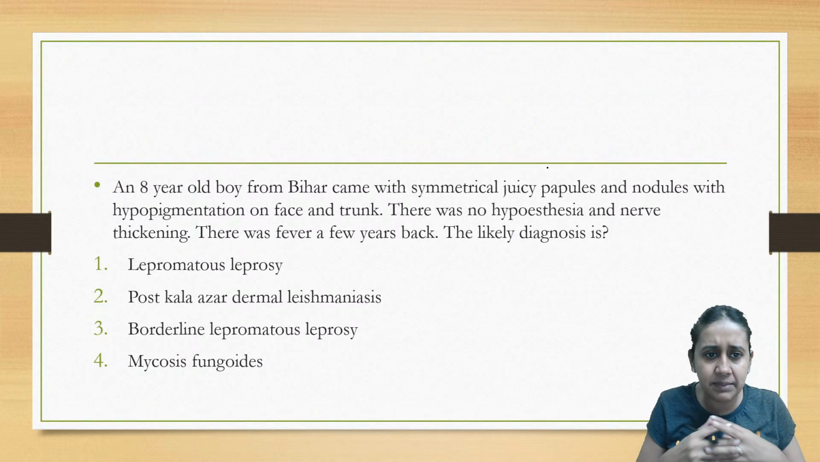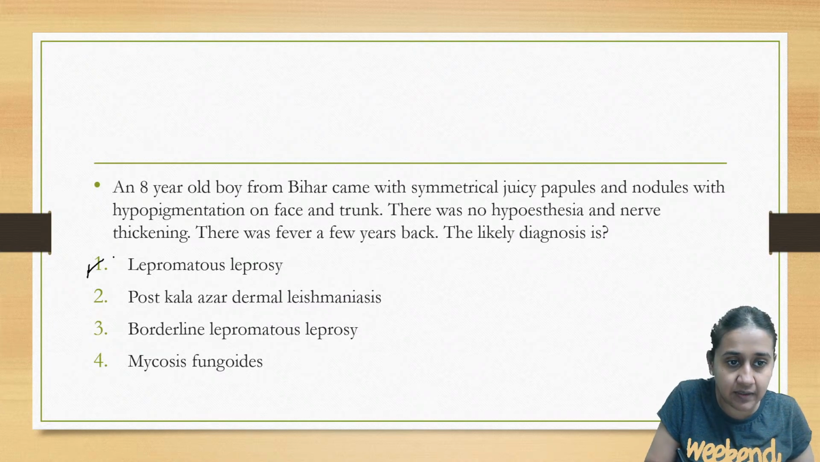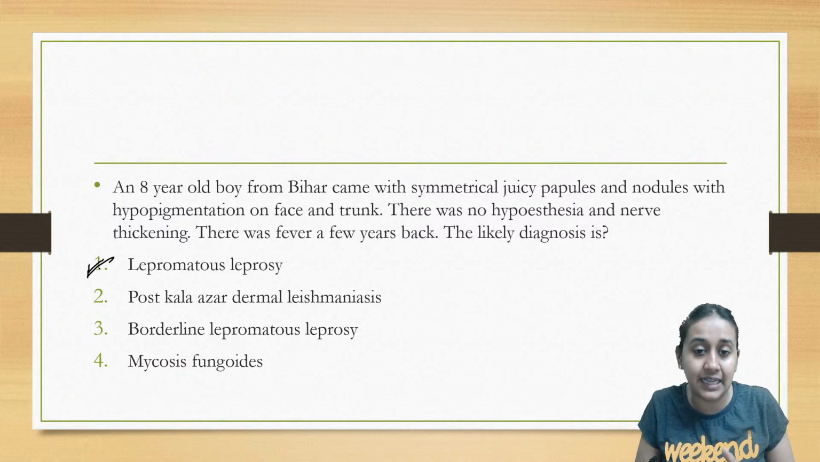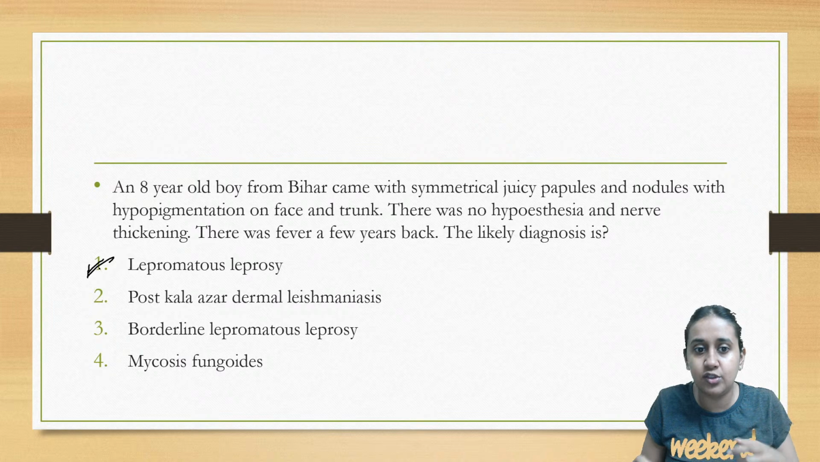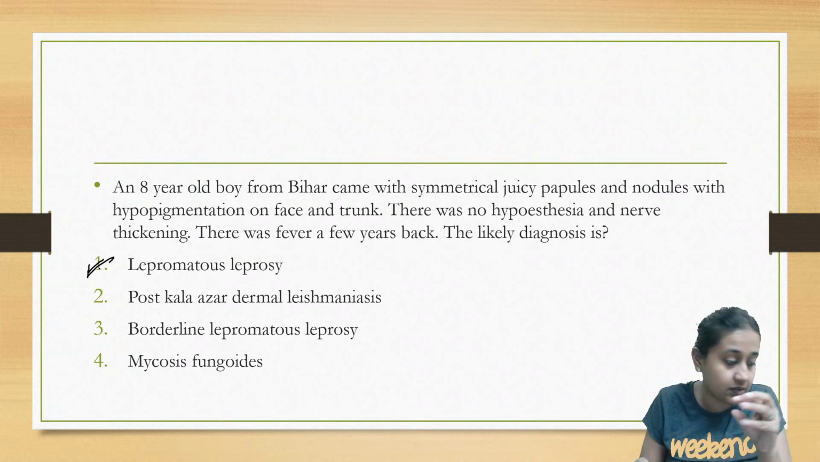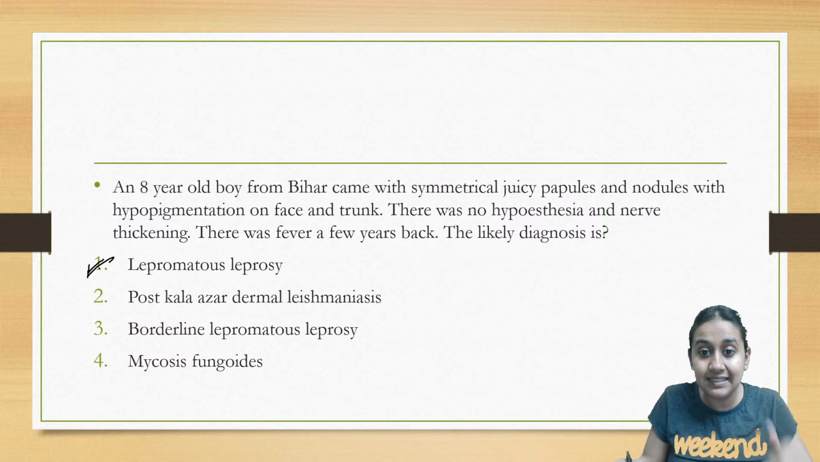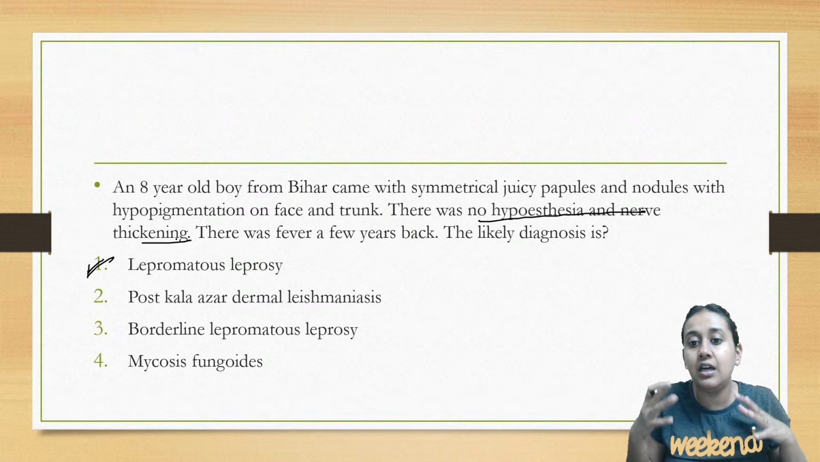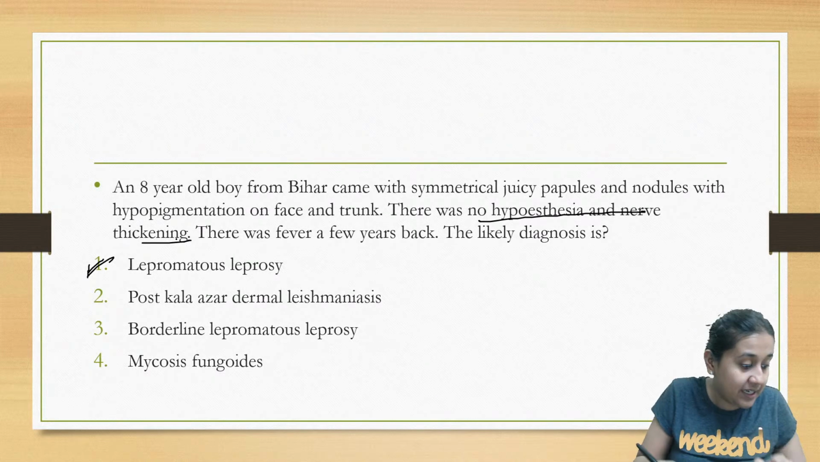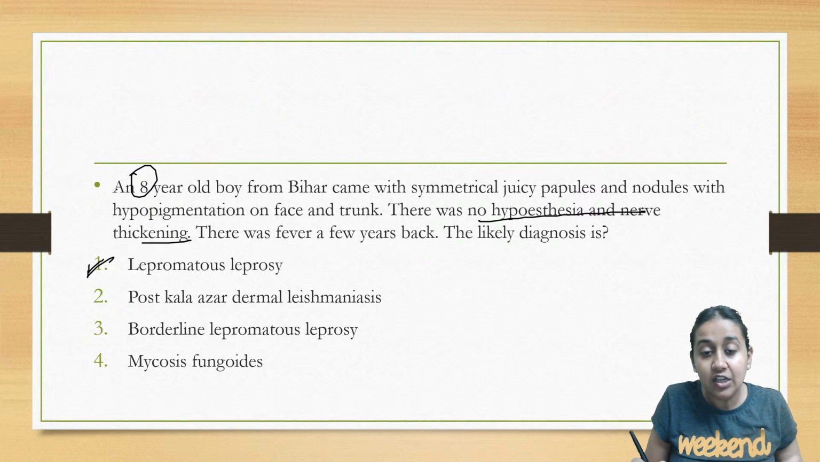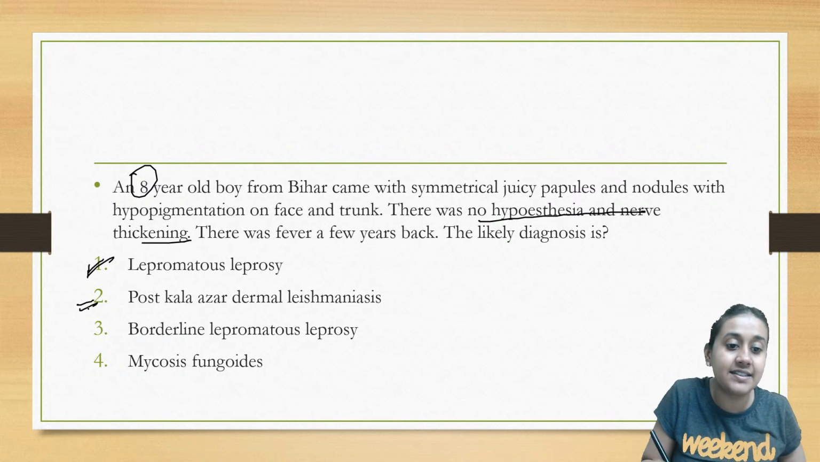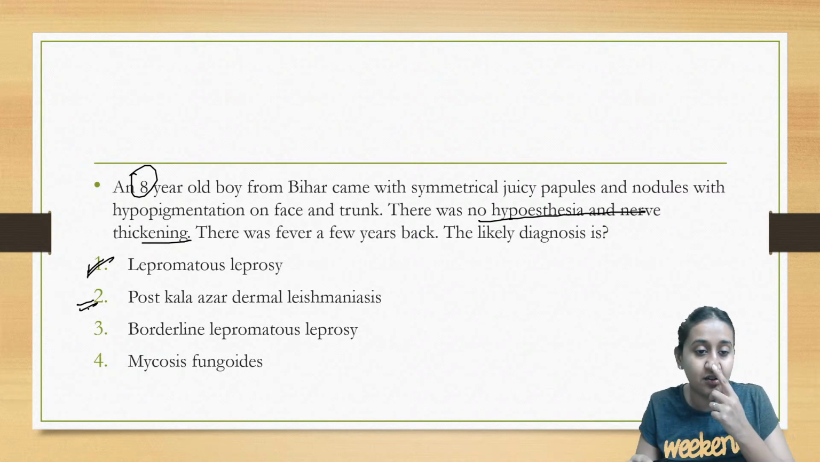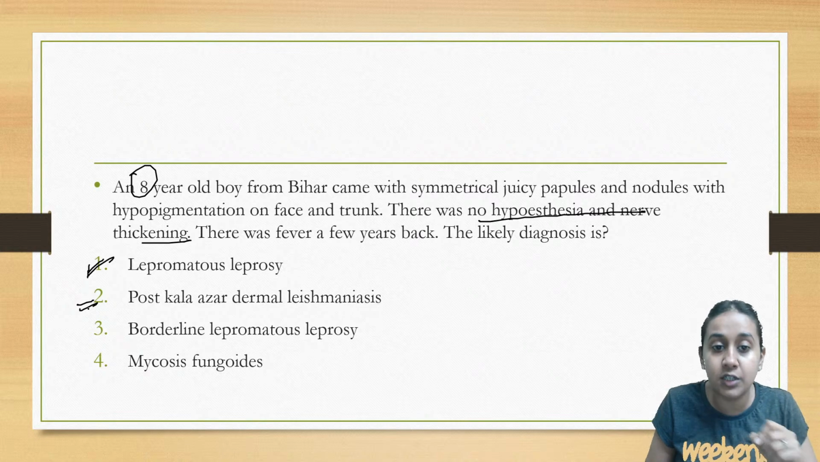Now here there are many students who got confused with lepromatous leprosy. They thought that this could be a patient with type 2 lepra reaction, because in type 2 lepra reaction you usually get juicy lesions, that is nodular lesions. But please remember, the next thing which is given is there was no thickening of the nerve or any hypoesthesia in this particular patient. Plus look at the age of the patient. So please remember, this is a very characteristic example of post Kala Azar dermal leishmaniasis, and you are absolutely right. The correct answer of this question is option number 2.